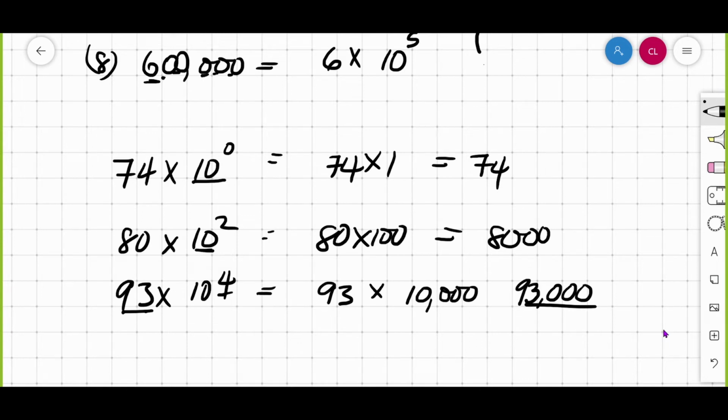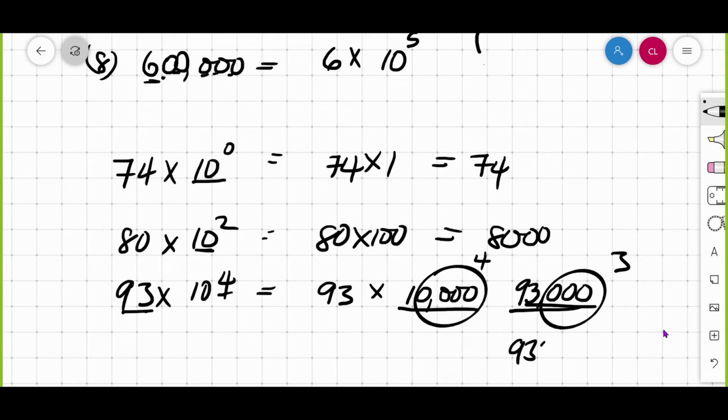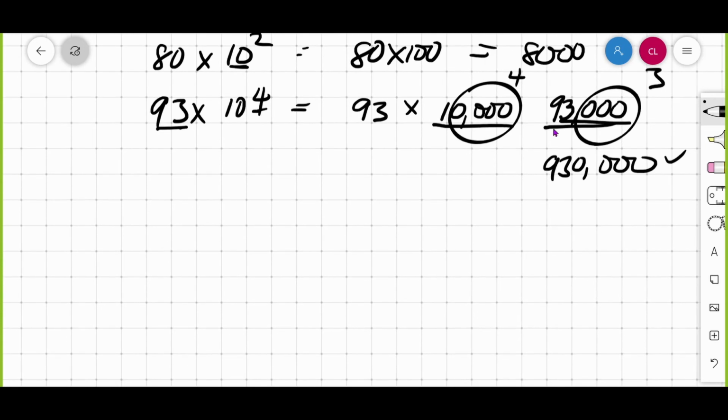Guys, just looking back at the screen, this isn't right. Look at this, and look at this. 93 times 10 to the 4th. Here we have 3 zeros, but here we have 4 zeros. See that? So this really should be 930,000. All right, good.